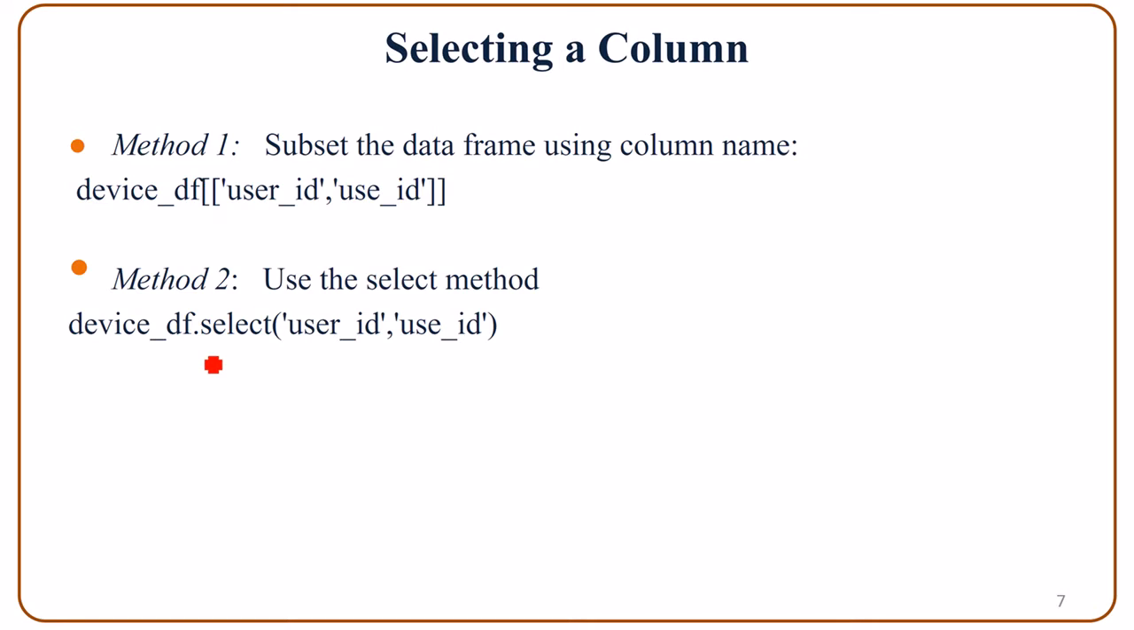How do you select a column or multiple columns in a data frame? One of the ways is to use the column names just like pandas data frames. And here we select the columns user ID and another column, and use the double square brackets. Another is to use the select method. So use the select method of the data frame and give it a list of columns, for example, user ID and another column.